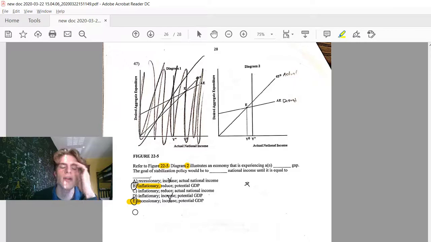Alright, how does that work? So at potential, we don't want as much as there has been made. So that means that there's a lot of stuff in this too. Like y0 is totally pointless, because we're only looking at y star. Y star is potential. Would be to increase national income.